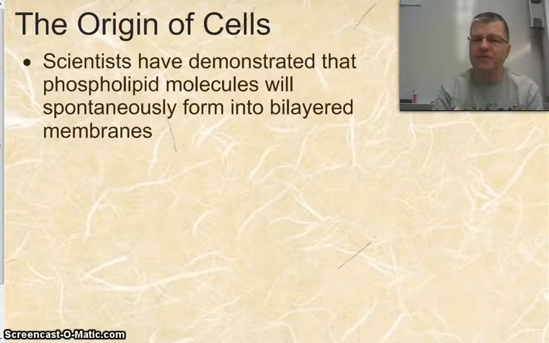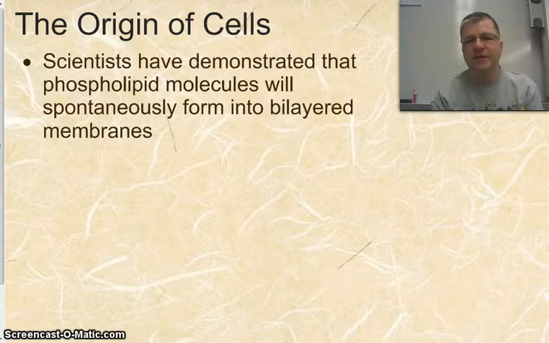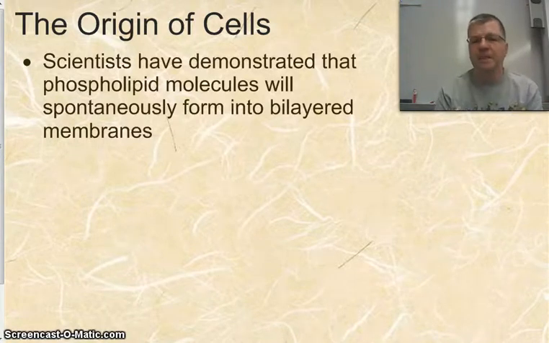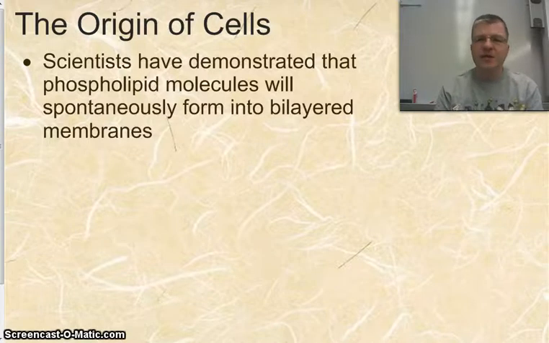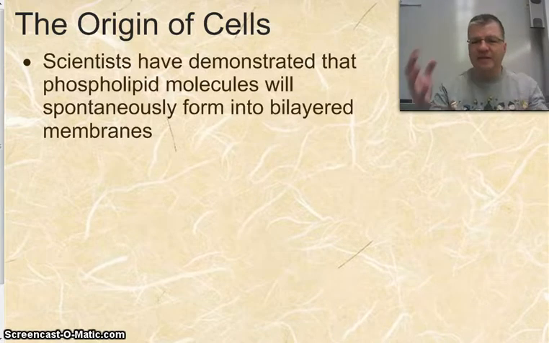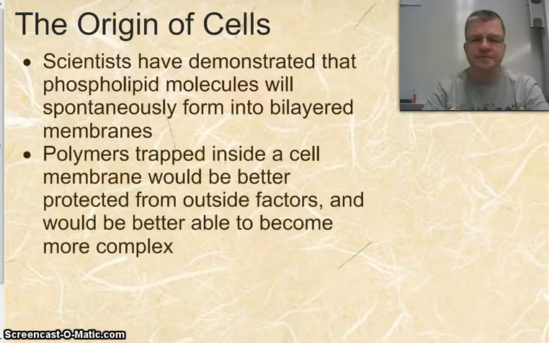If you have a bunch of phospholipid molecules in a watery environment, which most of the Earth is, those phospholipid molecules will spontaneously form into bilayered membranes. You get something roughly spherical that has the heads on the outside and the inside with the tails clustering together, which we saw back in our earlier chapter on cell membranes.